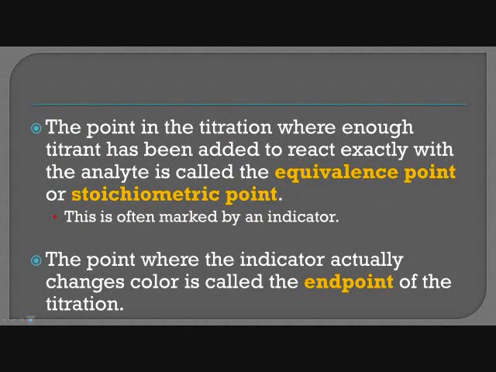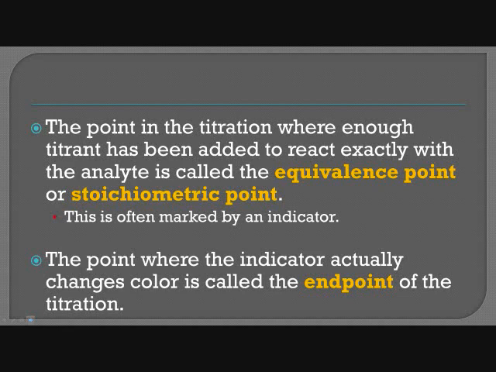So the point in the titration where enough titrant has been added to react exactly with the analyte is called the equivalence point or stoichiometric point. This is often marked by an indicator. Actually, we're going to get into this with acids and bases later on, but the indicators usually turn right after the equivalence point, at the end point. And so it's just slightly off, but we assume since they're pretty close to each other that when it changes color, you're done. You've reached the equivalence point. So we'll deal with that more when we get into acids and bases later this year. But again, the point where the indicator actually changes is called the end point of the titration.